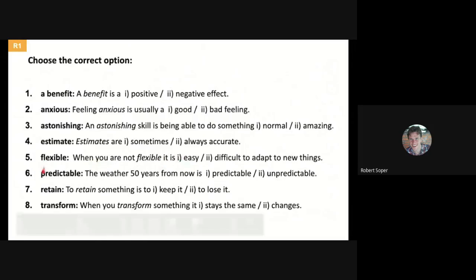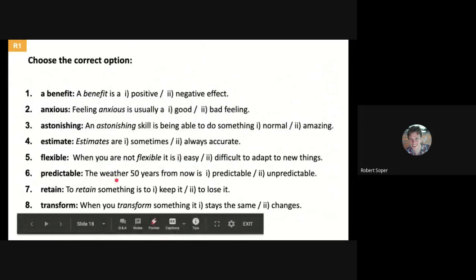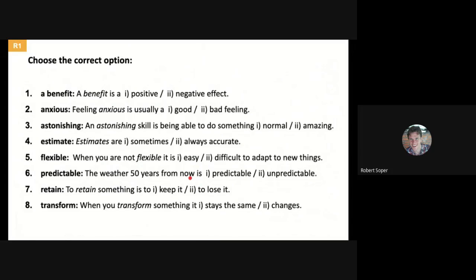Number 6, predictable. The weather 50 years from now is predictable or unpredictable. So 50 years in the future, what do we think? Predictable or unpredictable? Well, the best answer here would be unpredictable because we don't really know what the weather is going to be like 50 years from now, which means it's hard to predict. It's hard to expect what the weather will be like.